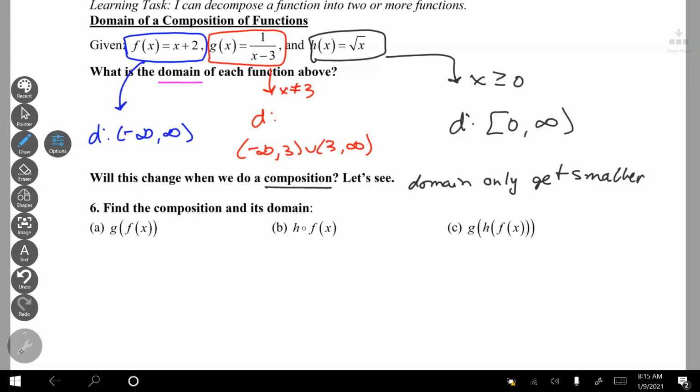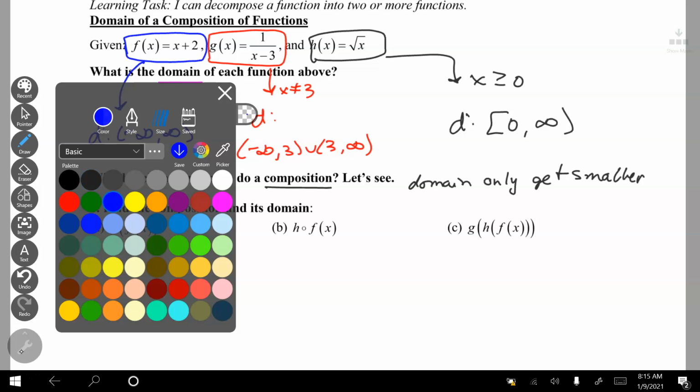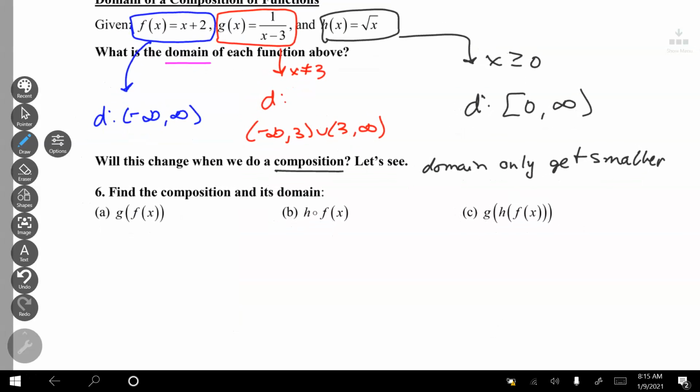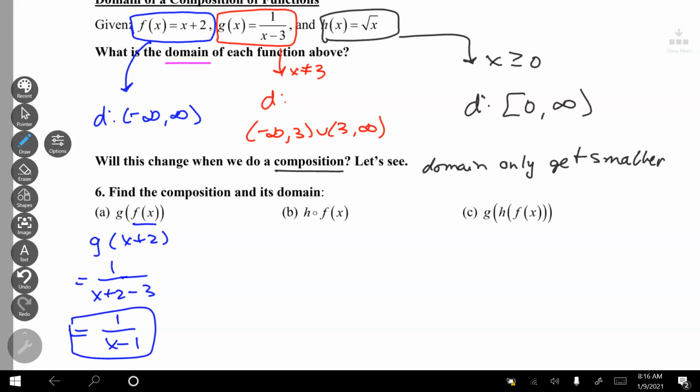So when I do the composition, it's a function inside of a function. So for the first example, I'm going to try to keep what I have here. f has to go inside of g, so it becomes g of x plus 2. And now x plus 2 has to go in for the x in the g function, so that is going to be equal to 1 over x plus 2. That's the input. Don't forget the minus 3. So my final result is 1 over x minus 1. That is the composition of f inside of g.